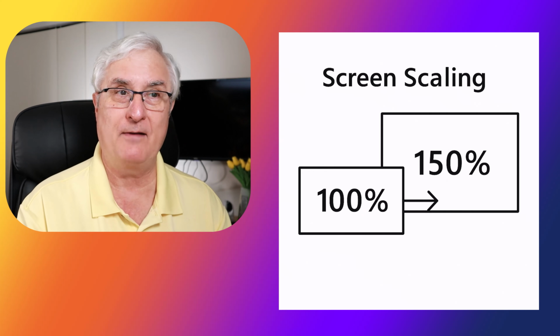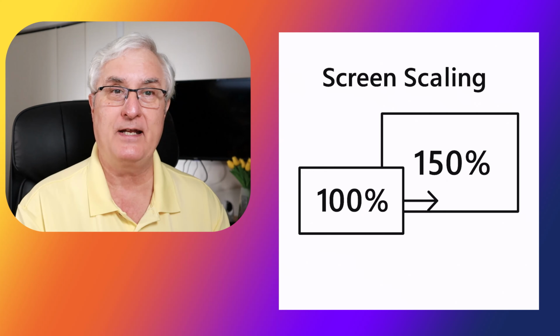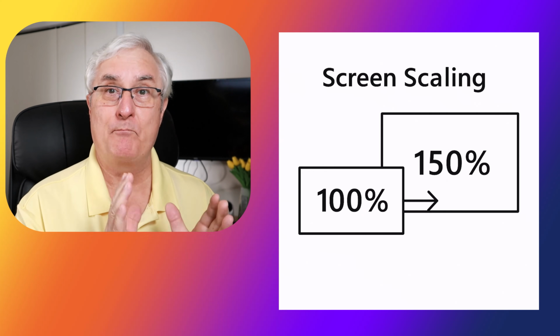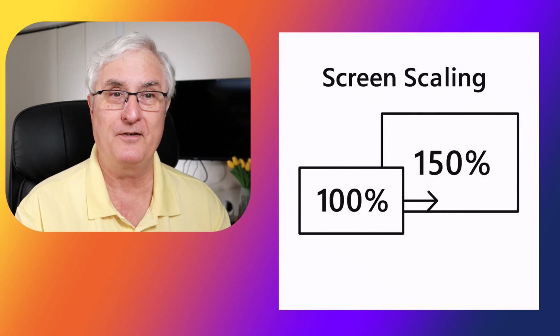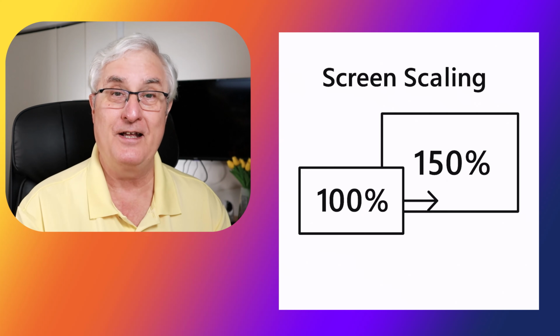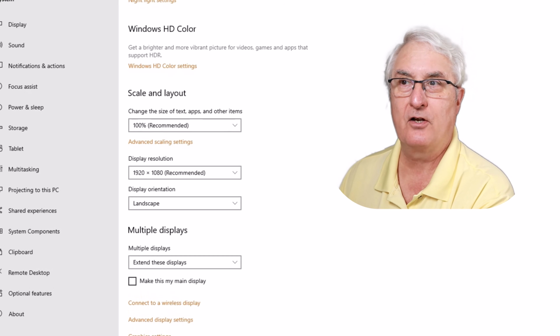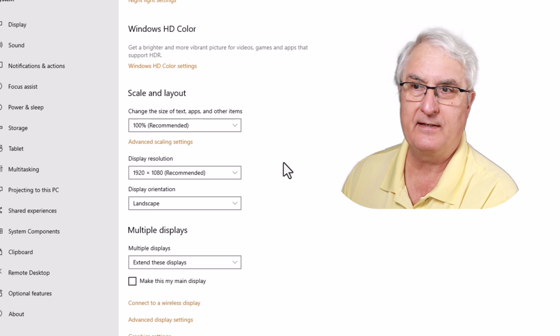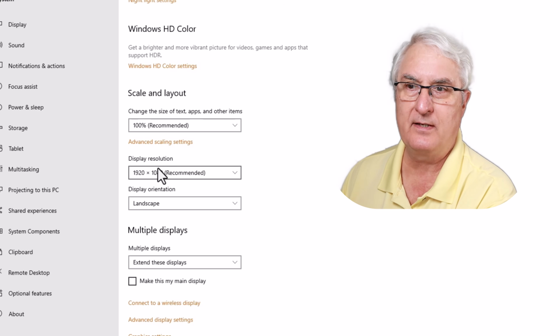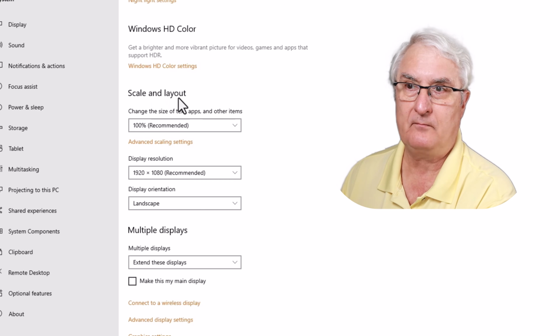Now let's see what happens when we change the scaling. The nice thing about this is you can have the scaling set per monitor. So if you have multiple monitors, you would have the scaling set differently for each monitor. So let's see how we can do that. Okay, now we're back in our display settings, exactly where we left off before, and you'll see that we have our screen resolution set for 1920 by 1080. But above, let's look at scale and layout.